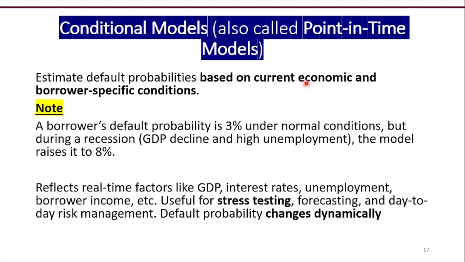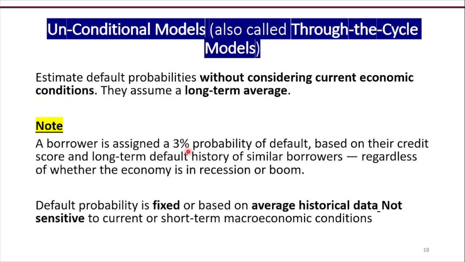In the conditional model, it is changing due to the current economic situation. If the economy goes down, it changes, and if the economy goes up, it changes. It's not a fixed value like 8% or 9%. To make it clear: in the conditional model the probability is changing, while in the unconditional model the probability of default is not changing. You can see here the default probability is fixed.